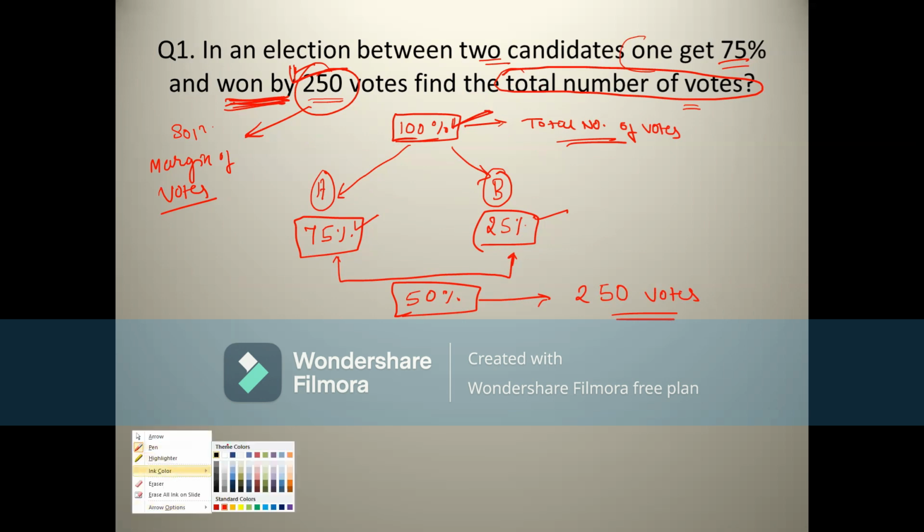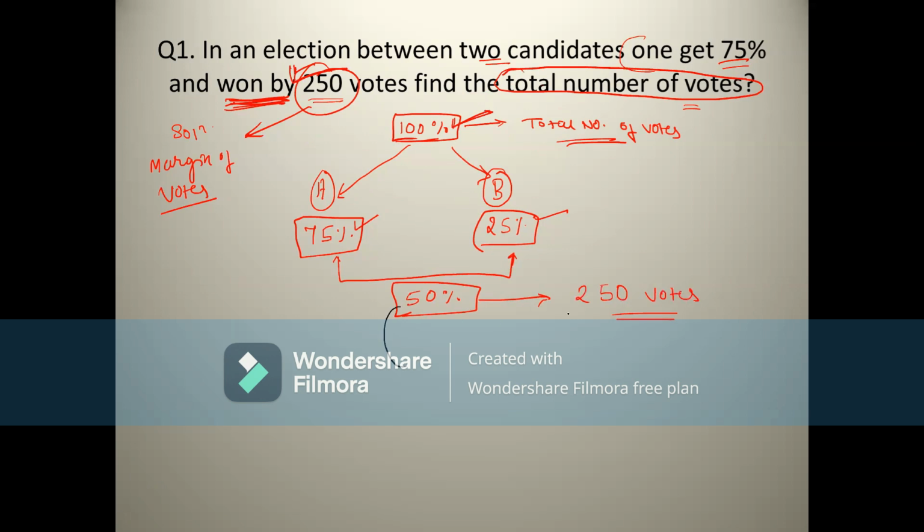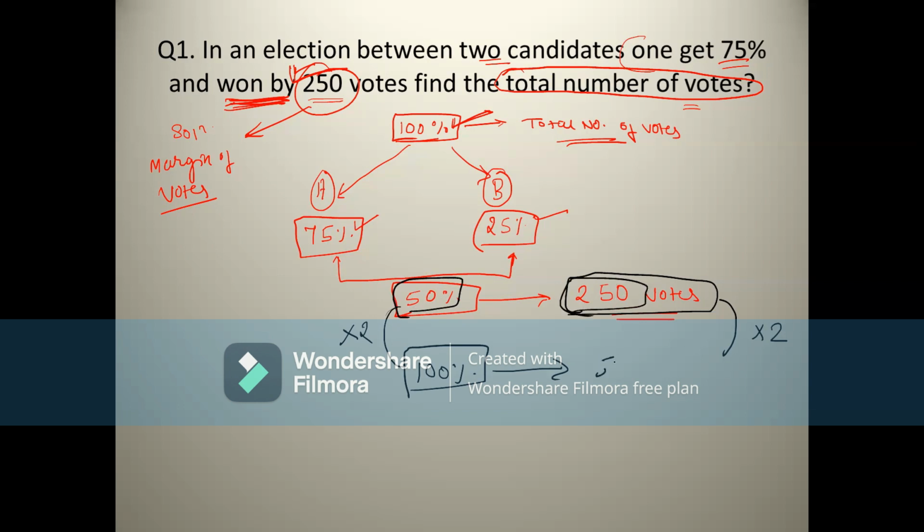We have the value of 50%, that is 250. We need the value of 100%. So how will you get the value of 100%? The 50% value is 250. When we multiply this 50 by 2, we get 100. If we multiply on this side, we have to multiply on the other side also to balance the equation. So 250 multiplied by 2 will be 500 votes.